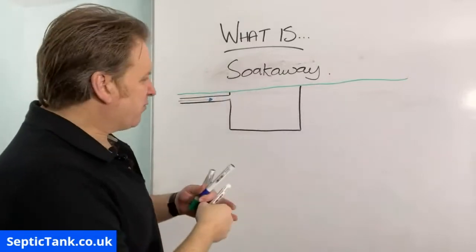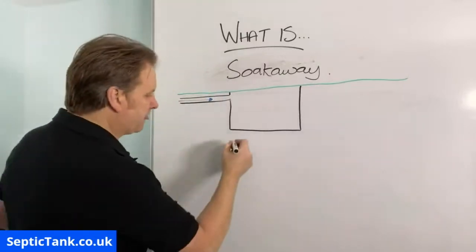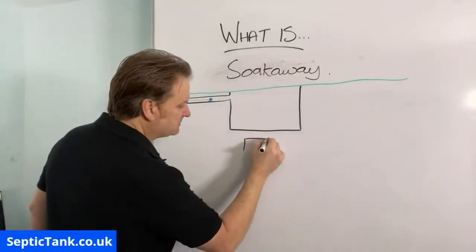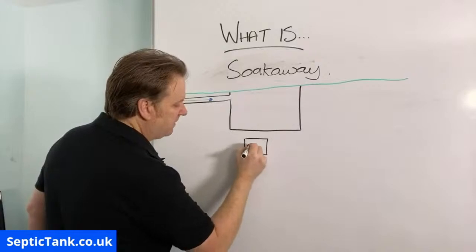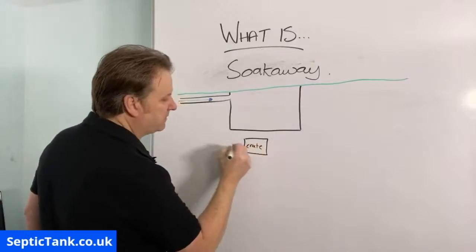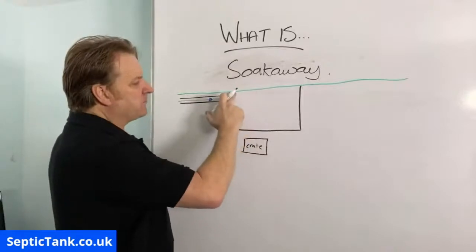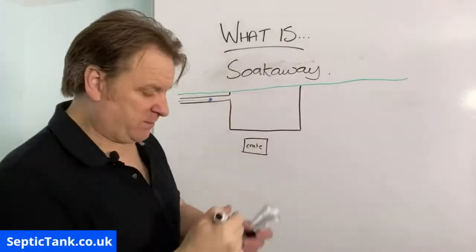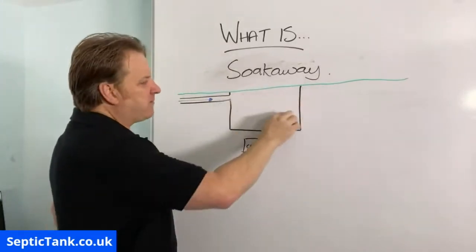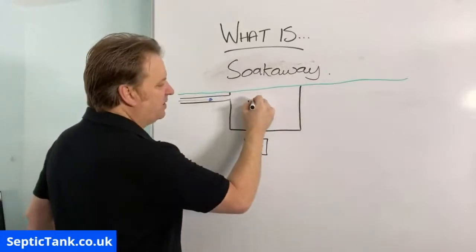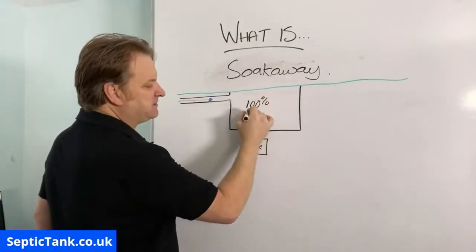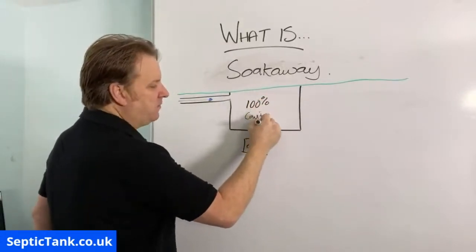Now a soakaway crate looks like a milk crate. If I just show you here, it looks something like that, and they call them septic tank soakaway crates. What happens is this: if you imagine this is a hole, if you fill that with ground, at the moment, as it stands, that's 100% cavity.